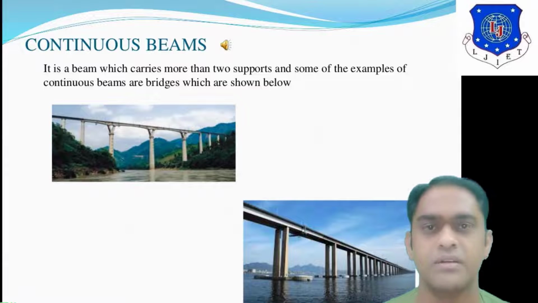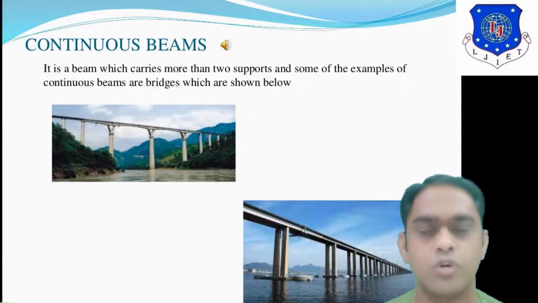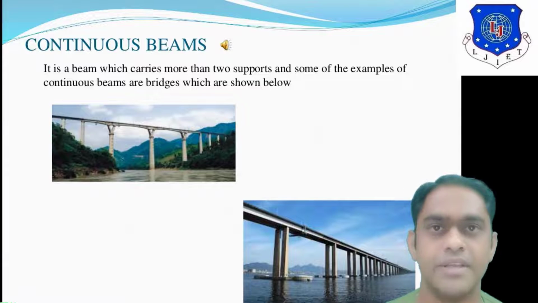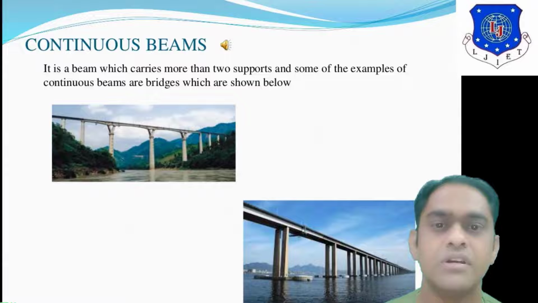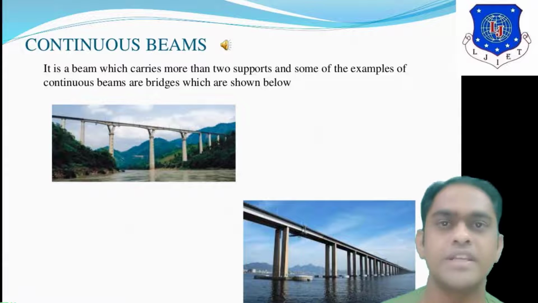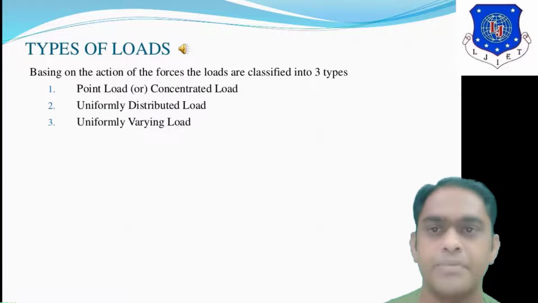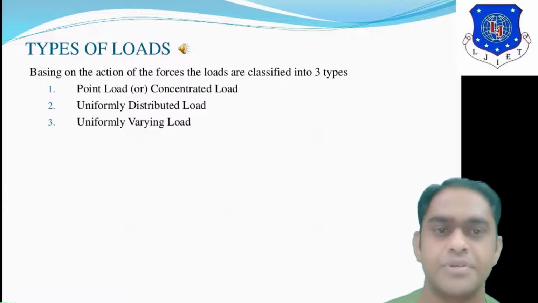Continuous beams means bridges. The most common example of the continuous beam is the bridge, under which several supports, more than 2-3 supports, are present. This type of beam is known as a continuous beam.